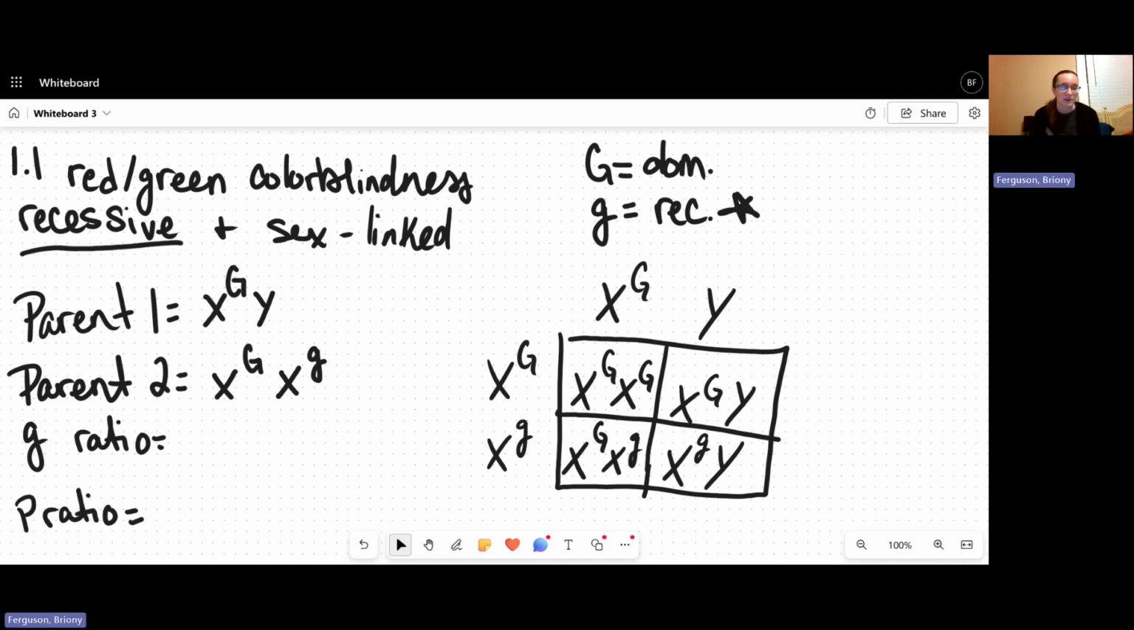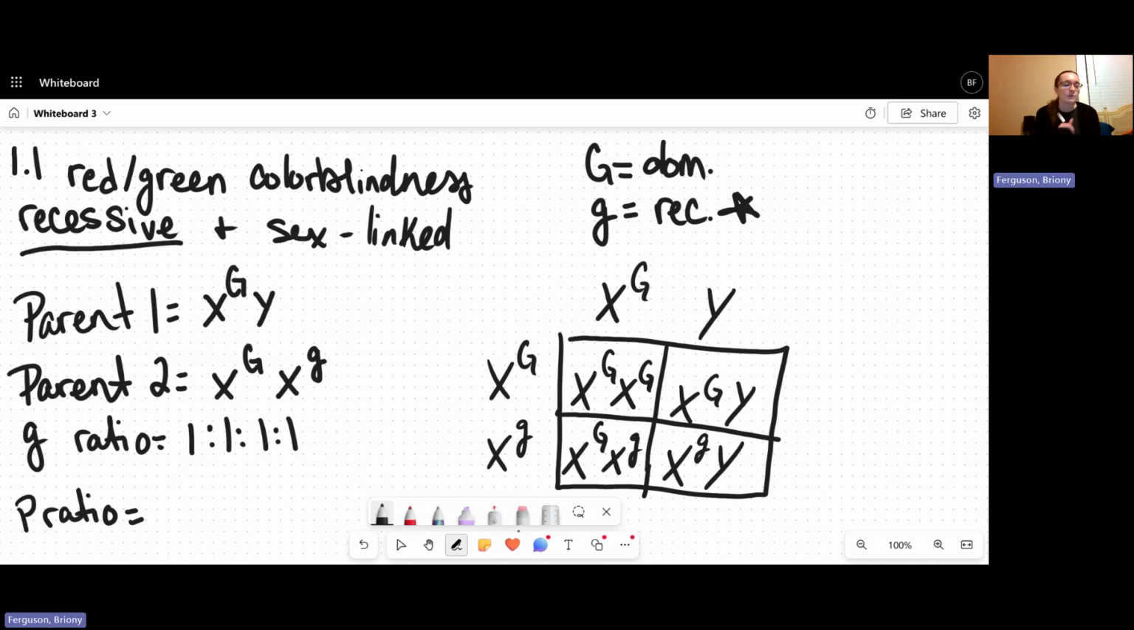Now you'll see that it also asks you to find your genotypic and phenotypic ratios. Your genotypic ratio should be pretty easy, because all of the offspring in your Punnett square have a different genotype. Every single one of them is different. So you know that it's going to be 1 to 1 to 1 to 1. We've got 4 total. Each one is different.